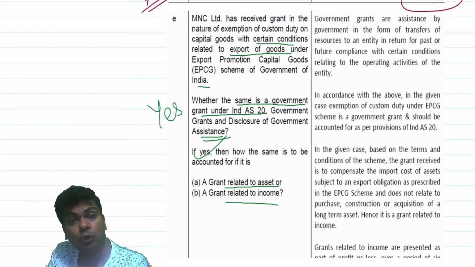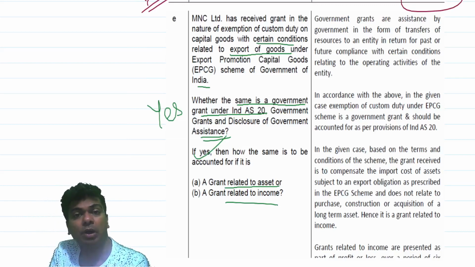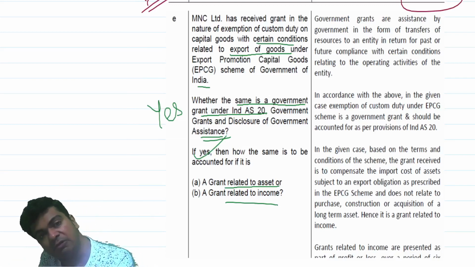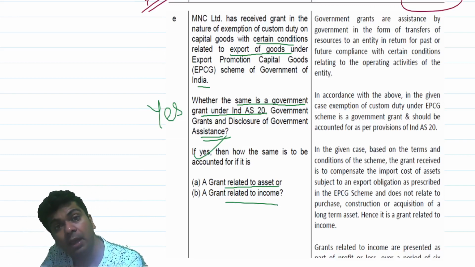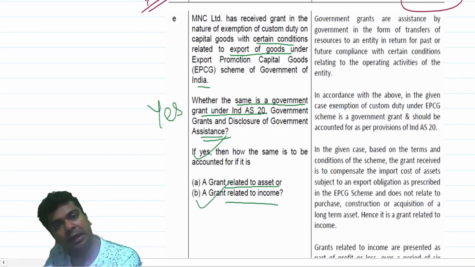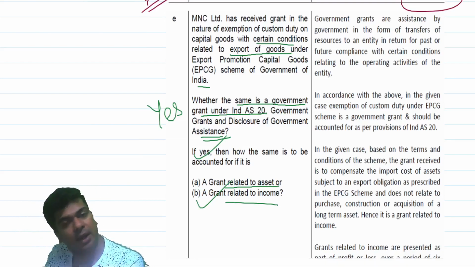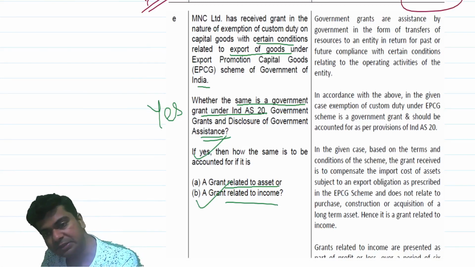Grant is relating to exemptions that will be available on some import duty. If this exemption policy is not there, then import duty is an expense. It is a cost. I'll have to debit it to my profit and loss account. In other words, I am getting a grant which is relating to something which has to do with my profit or loss. Hence, I will say that it is a grant related to income. Okay. If it is grant related to income, then how it is to be recognized? Over a period of time on some systematic basis, isn't it?